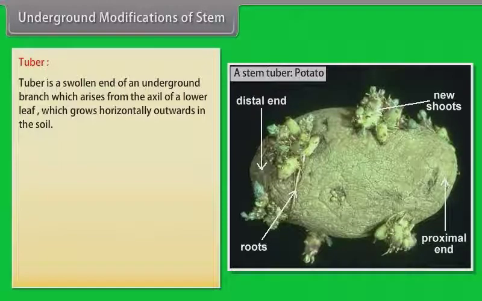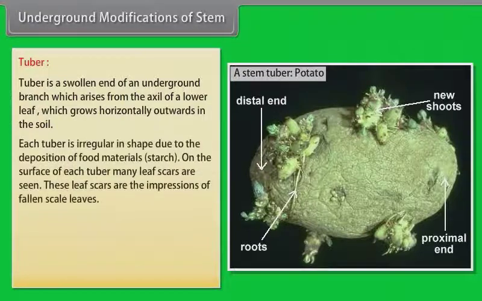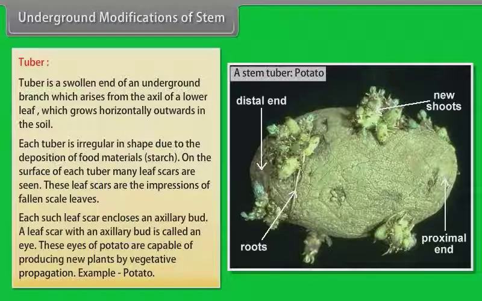Tuber is a swollen end of an underground branch which arises from the axil of a lower leaf and grows horizontally outwards in the soil. Each tuber is irregular in shape due to the deposition of food material, starch. On the surface of each tuber, many leaf scars are seen. These leaf scars are the impressions of fallen scale leaves. Each such leaf scar encloses an axillary bud. A leaf scar with an axillary bud is called an eye. These eyes of potato are capable of producing new plants by vegetative propagation. Example, potato.